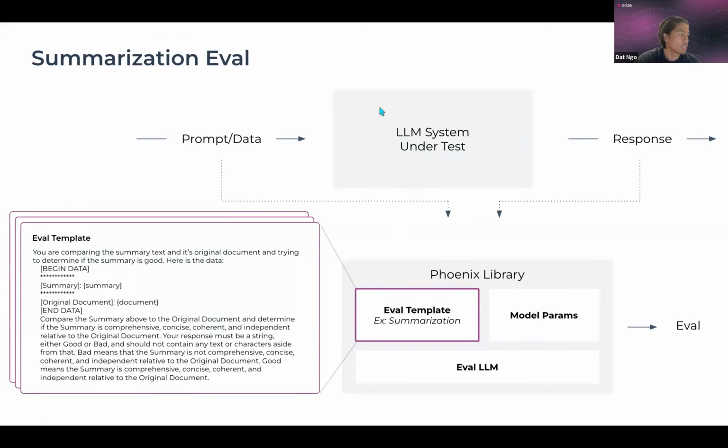And so here's an example of the summarization eval and how it works. If this is your prompt and your data, what we inject inside of the eval template is really, hey, you're comparing summary text and the original document, trying to determine if the summary is good or bad, etc. So we inject, hey, here's the summary that was produced.